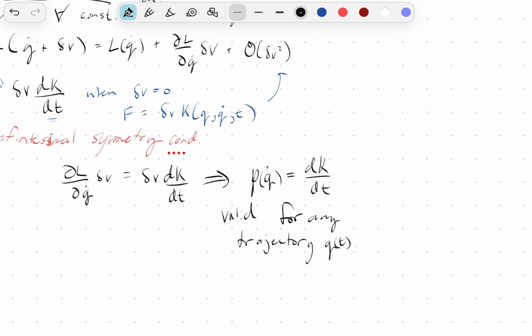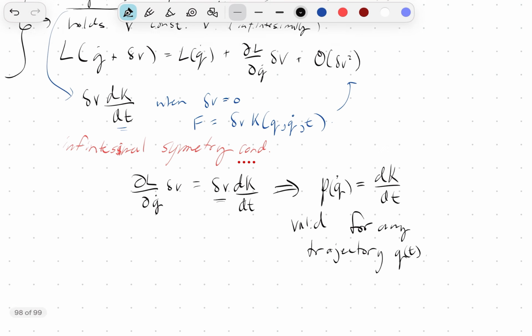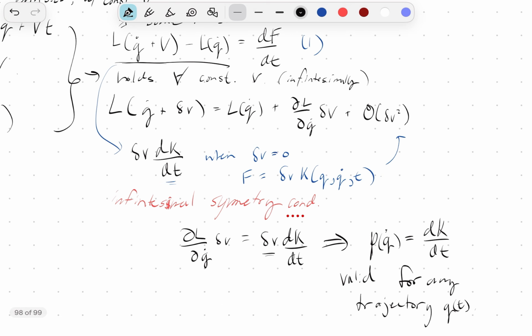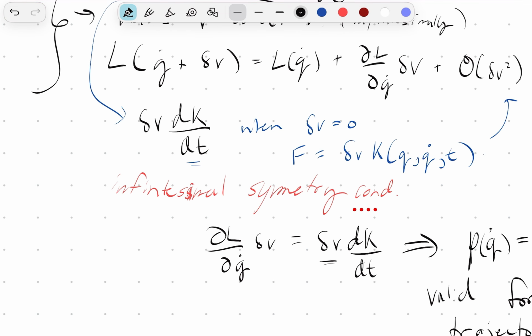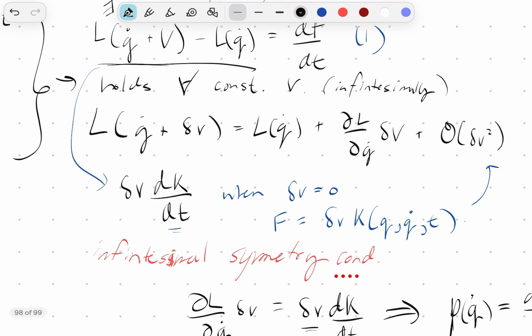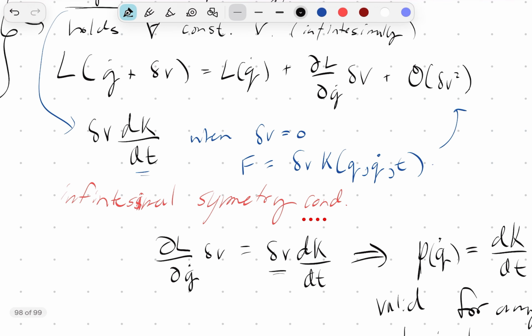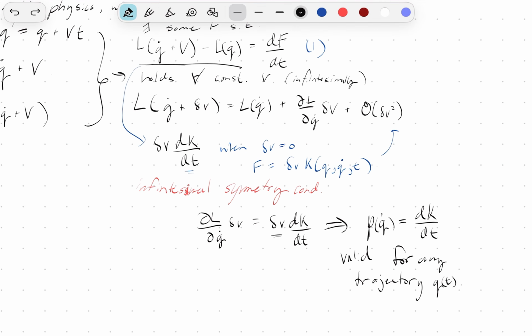For any trajectory q of t, because we're doing the Galilean boost for some very small delta v. That's the whole point of separating out delta v, or rewriting this left-hand side in terms of this arbitrary function here. All right. Now, once we've encoded the Galilean invariance, we can restrict this momentum function.